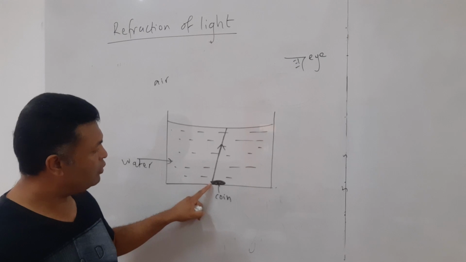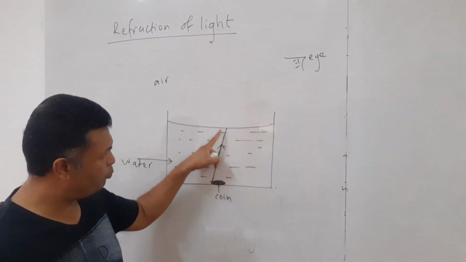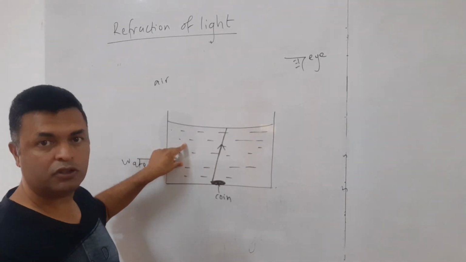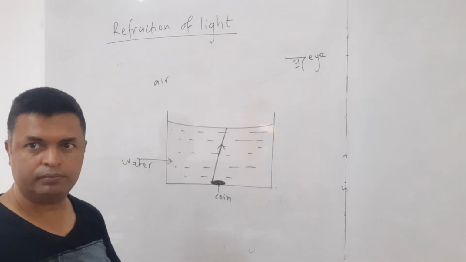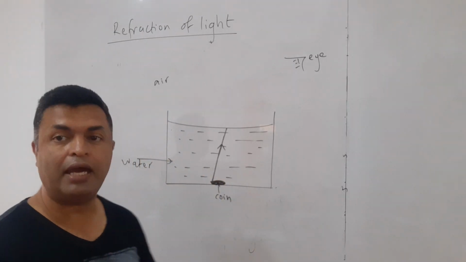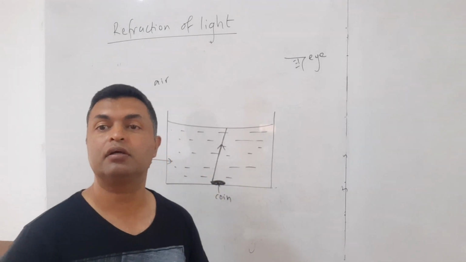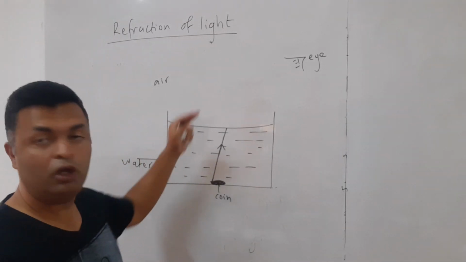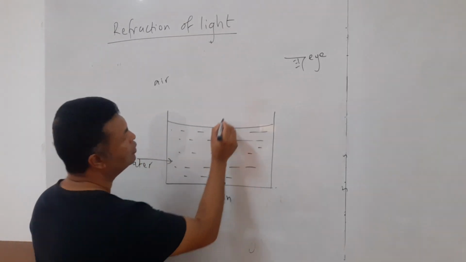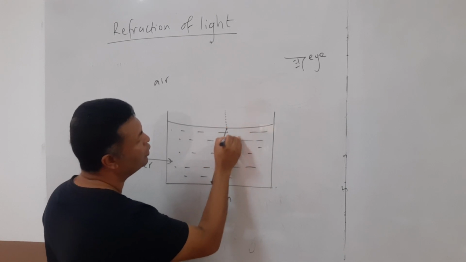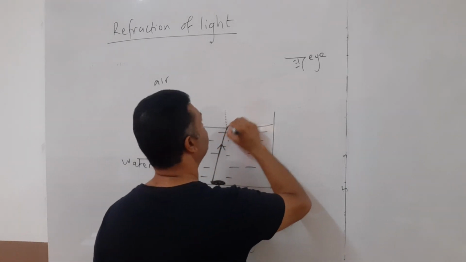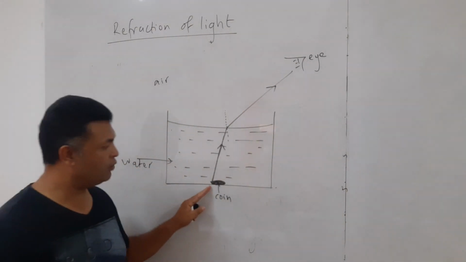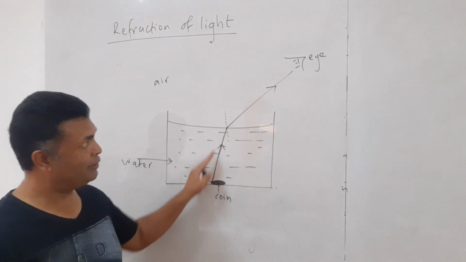Now you have a ray of light coming from the coin, going upward, from water to air. Again, from denser to less dense medium. So, if this one is the incident ray, the refracted ray will be bent away from the normal, because it is from denser to less dense medium. So, if I try to draw a normal here, it is bent away from the normal. So, you can see you have a ray of light starting from the coin, going towards the eye.